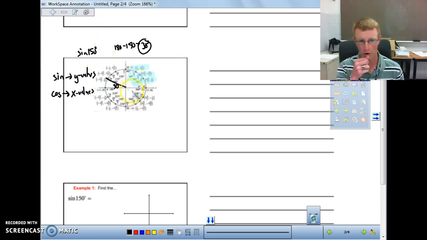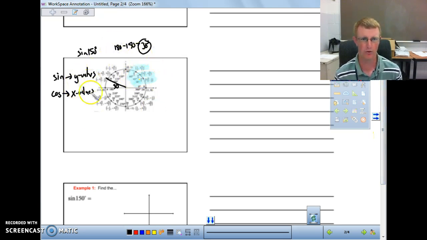So if you wanted to know your sine or cosine of any of these angles going all the way around, your sine of 30 would be your y value. Your cosine of 30 is going to be your x value, and that will always work. But what we want to do is get into how you do it without memorizing this circle.